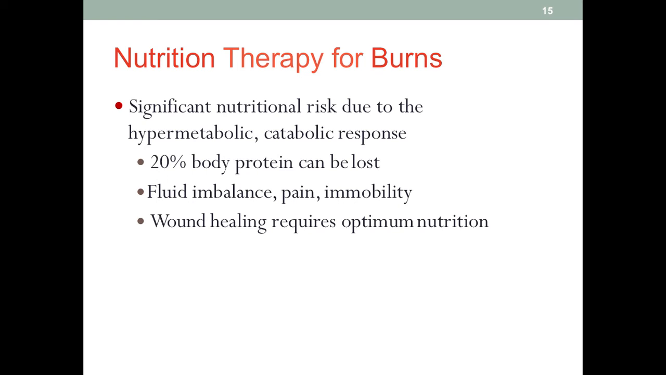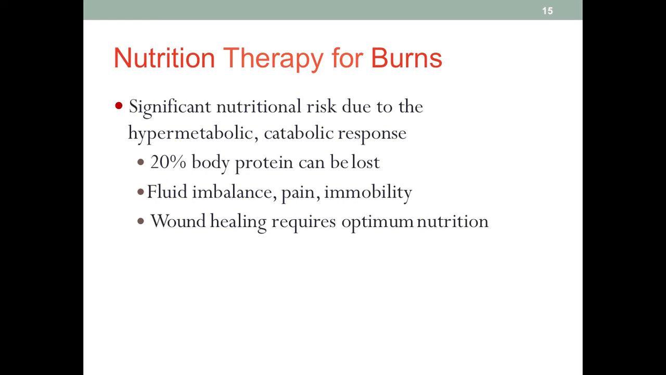So burn patients are at a significant nutritional risk because of the metabolic stress. The hypermetabolic and catabolic response could lead to the loss of up to 20% of body protein. So this is a very significant amount of lean mass loss. In a previous lecture, we showed the table indicating when a patient loses 40% of lean mass, mortality becomes 100%. So a burn itself could lead to the loss of 20% of body proteins, so it's very severe for these patients.